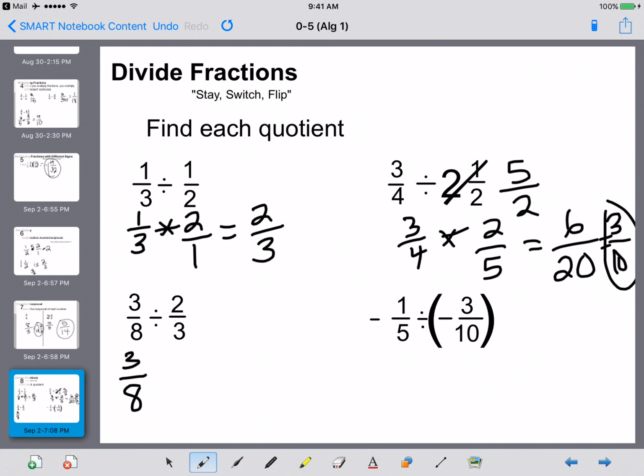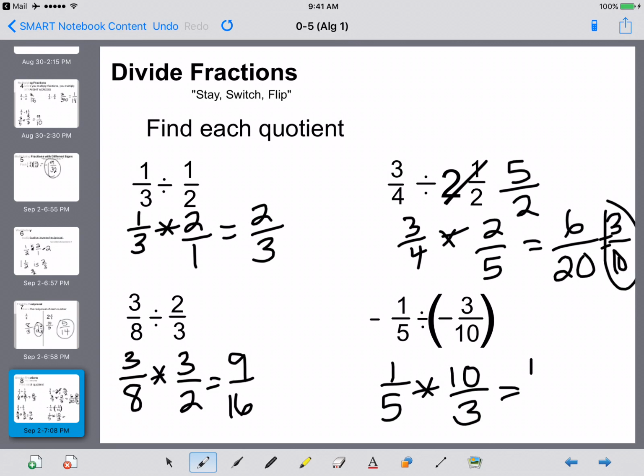Once again, 3/8 stays. Why don't you pause and try these ones on your own and check with mine? So 3/8 stays, switch, flip. 9 over 16. And a negative divided by a negative is a positive. So I'm just not even going to worry about those negative signs anymore. Stay with the 1/5. Switch with the symbol. Flip. 10 over 3. 5 times 3, 15. Or 2/3.